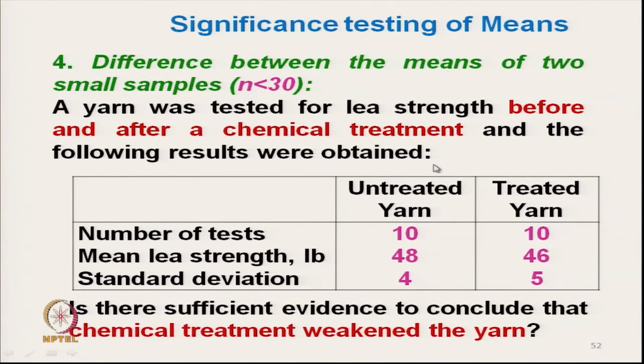Here, an untreated yarn sample is given with strength 48, and after treatment it has become 46. Now, we would like to know whether the treatment has weakened the yarn or not. That means, if the question is whether the chemical treatment weakens the yarn, we have to test whether the difference in strength is actually significant or not.